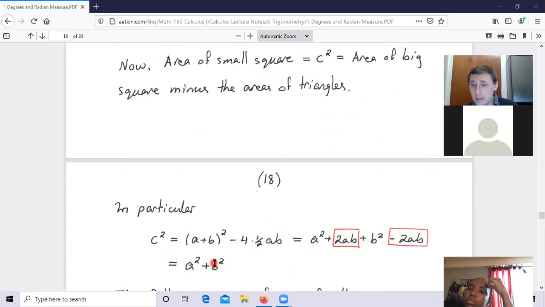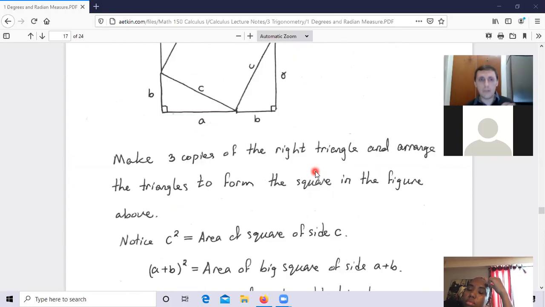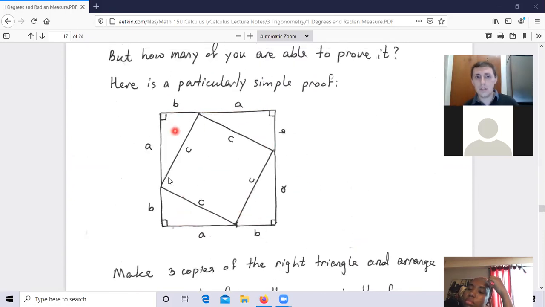Was it difficult? Do you understand it, guys? If I asked you to prove it without looking at it, would you be able to do it? Just take a right triangle, make copies, rotate it and form this structure. Yes? That's what you have to understand.